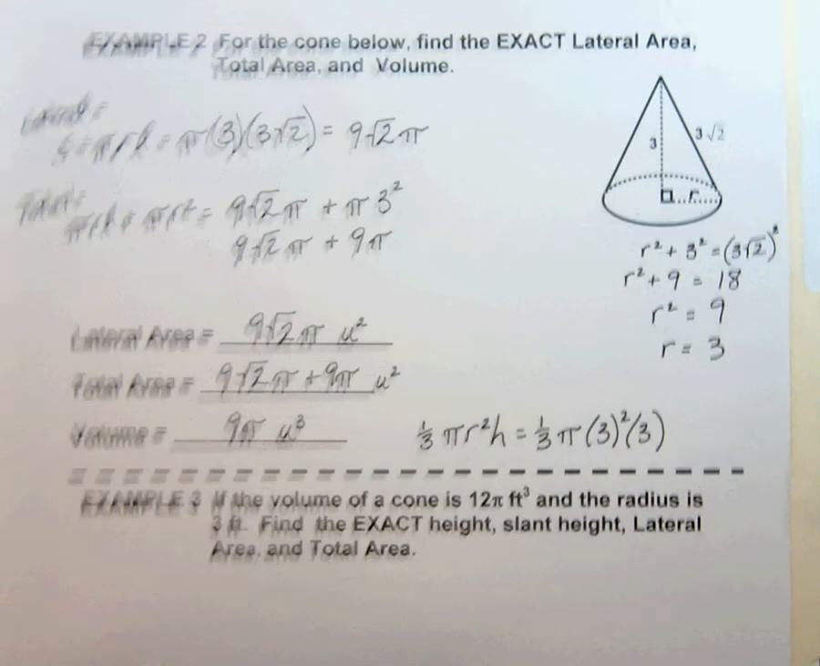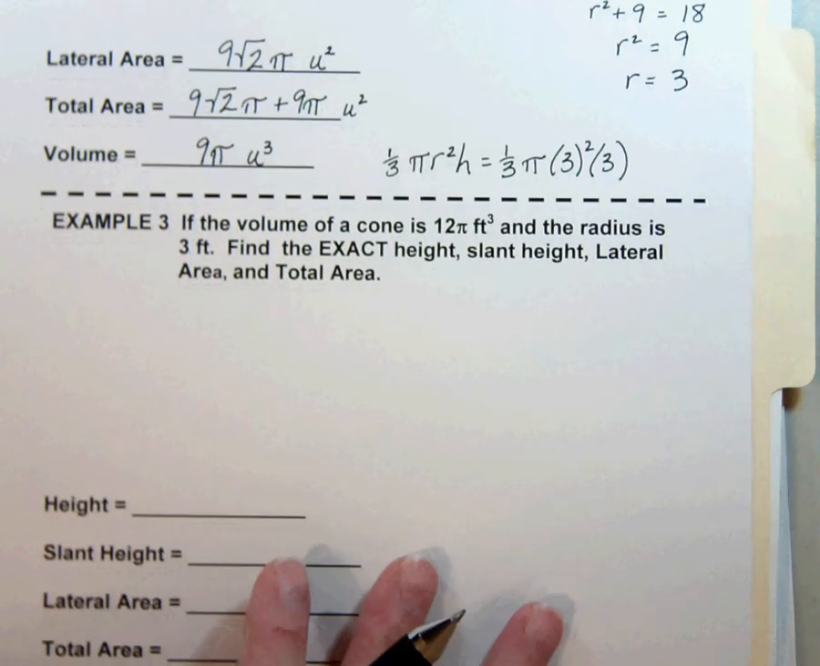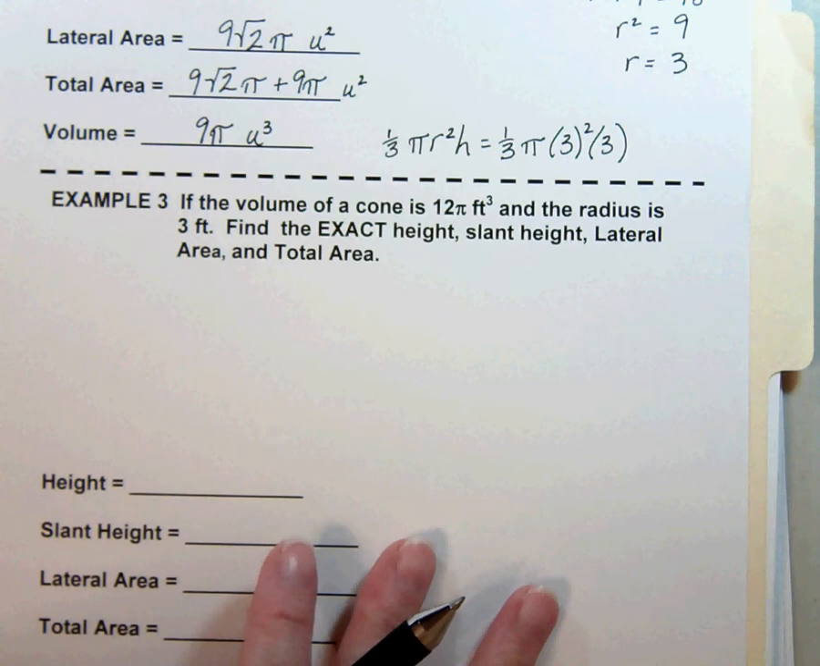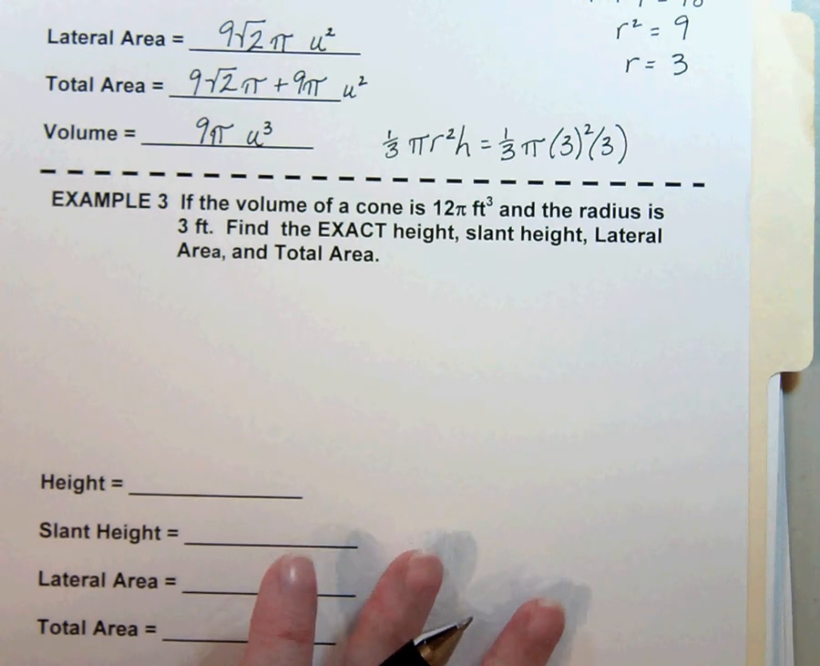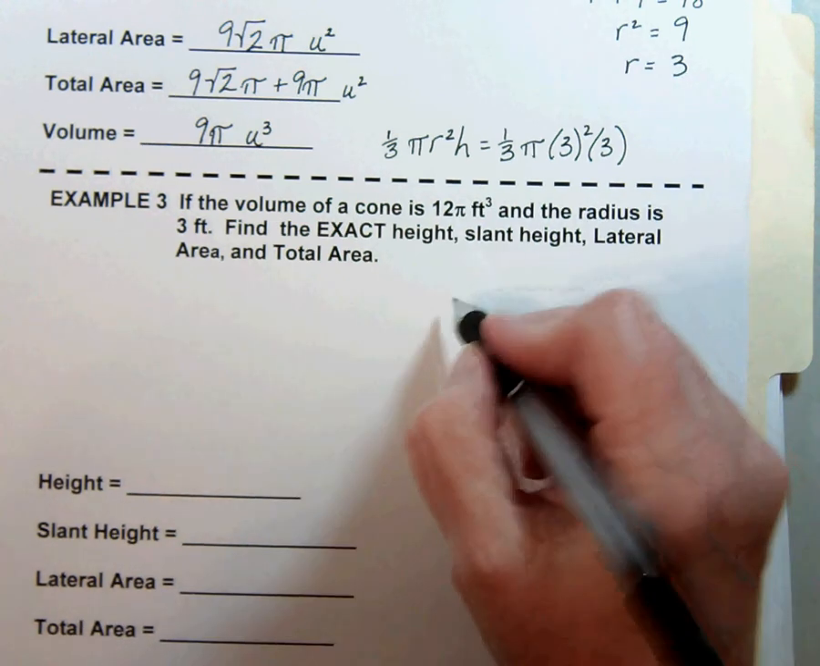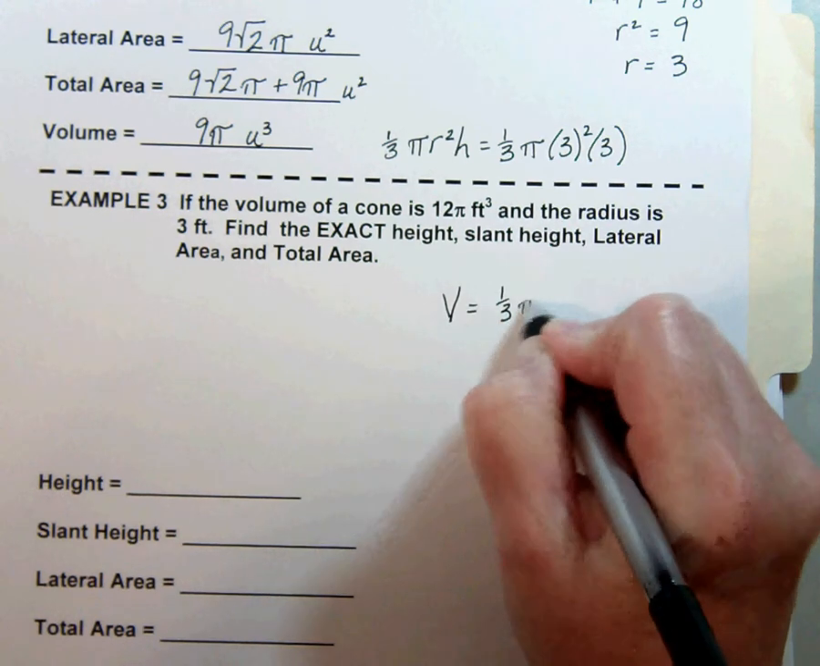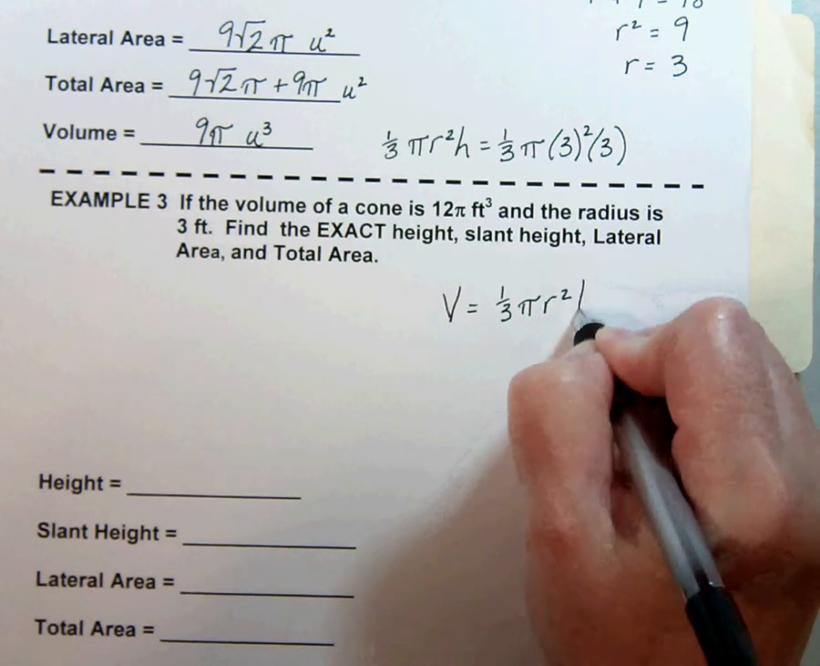Alright, the next one, we have the volume is already given to us, and we are asked to find the radius, the slant height, the lateral area, and the total area. And we are going to do exact answers. So we need to start with what we know, and since we know the volume, let's write that formula. The volume is 1/3 pi r squared times height.